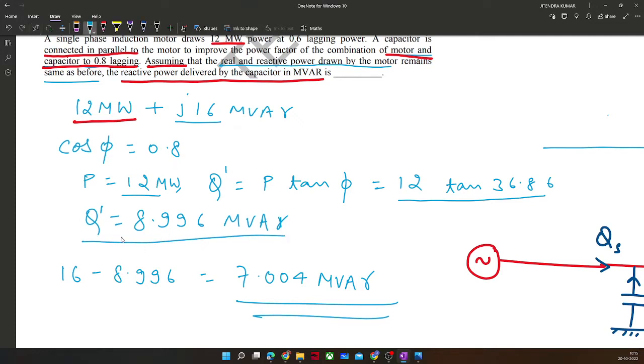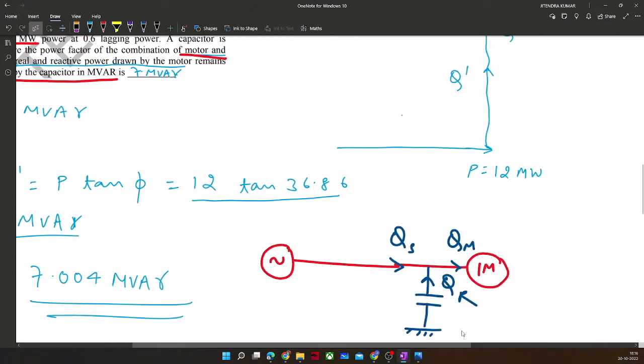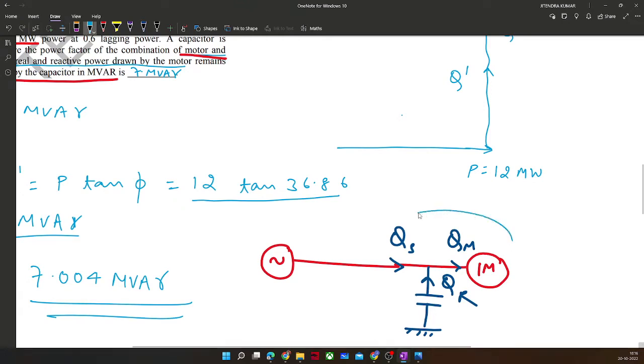So now this much reactive power would be supplied from the source. So remaining reactive power will be supplied from the capacitor. Okay. So from 16, if we reduce this much power, that will be supplied from the capacitor. So now capacitor is supplying 7 MVAR approximately. So that would be the answer. Okay. So this was the system. So now the remaining reactive power was supplied from the capacitor.